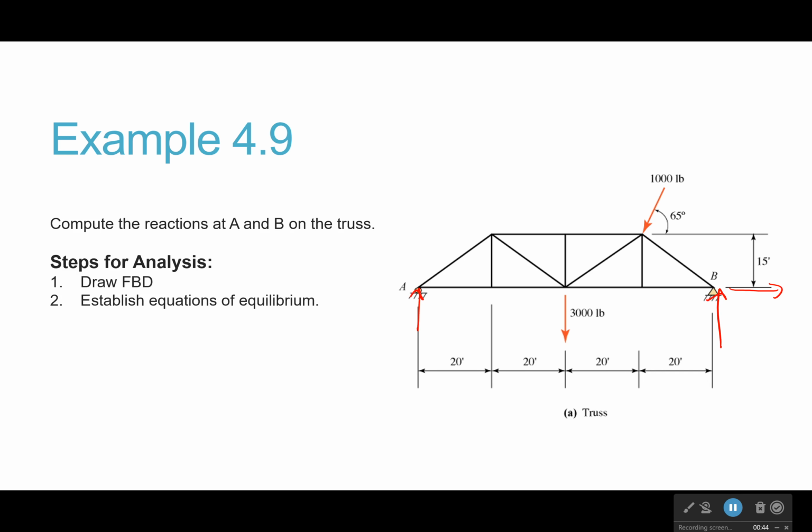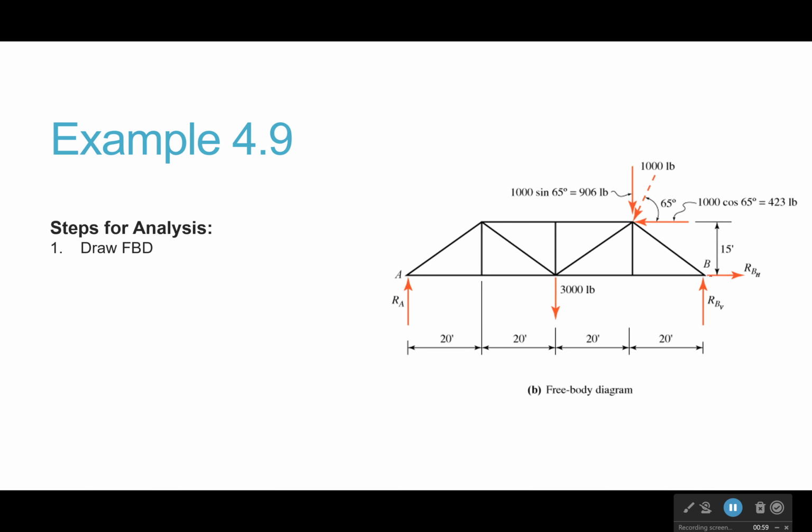Second, get my equations of equilibrium. I'll probably pick a point I like to do my sum of moments around. And then use everything else to solve for the unknown forces. Okay, so first off, let's draw that free body diagram. So I get rid of my roller and my pin support.